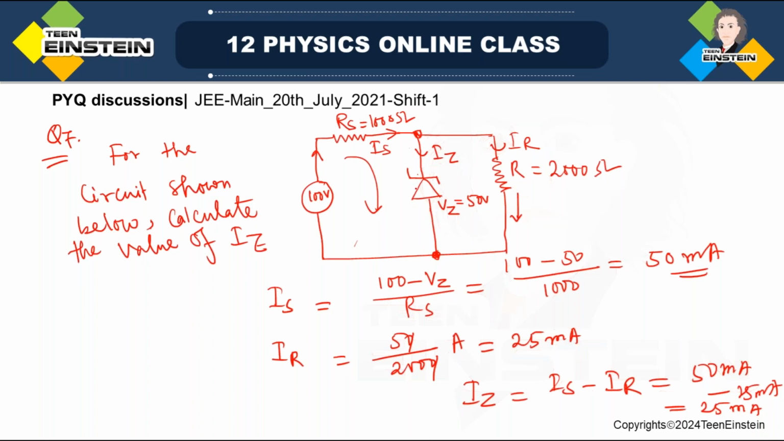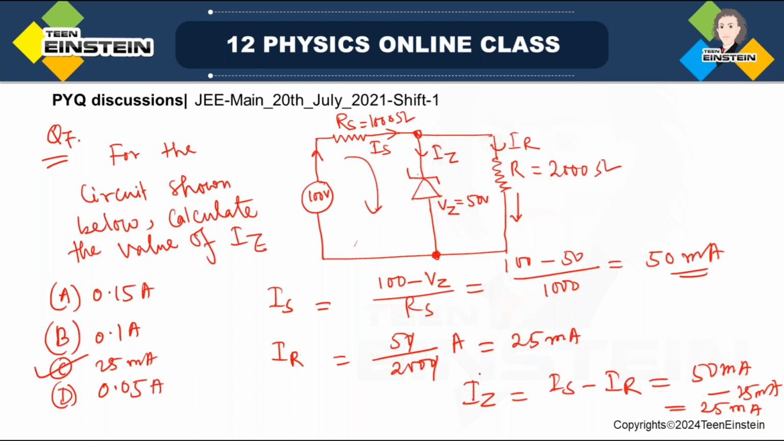And I'll just tell you about the options here. The options are: option A, 0.15 ampere; option B, 0.1 ampere; option C, 25 milliampere; and option D is 0.05 ampere. So option C would be the correct answer for this question.